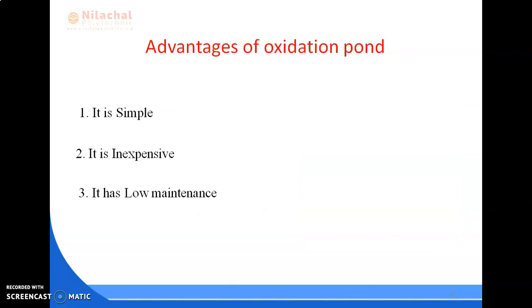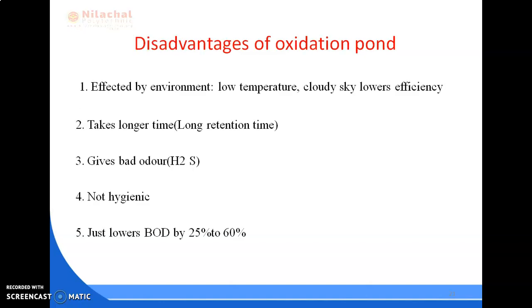Some advantages of the oxidation pond. It is simple, it is inexpensive, also it has low maintenance. Also quickness in construction and high efficiency of BOD removal. These are the basic advantages of the oxidation pond.